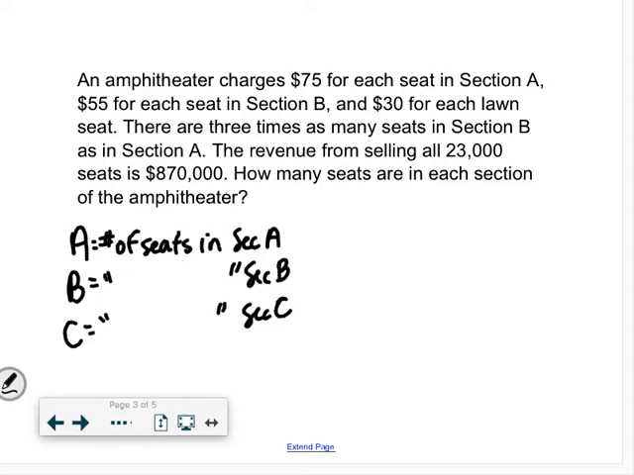Oh yeah, the lawn section. It's not called section C. Oh, you're right, the lawn.